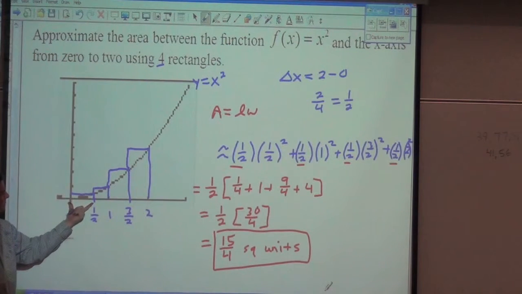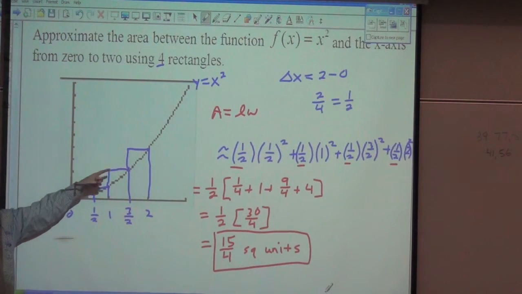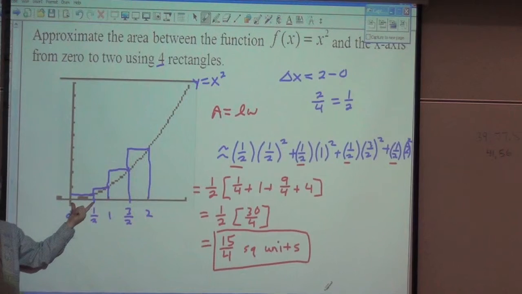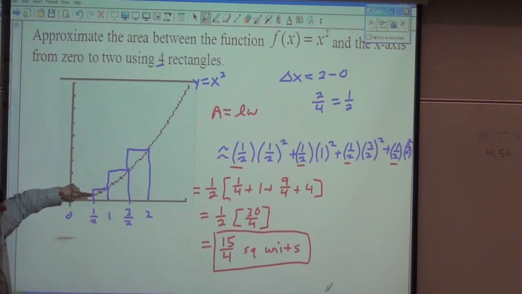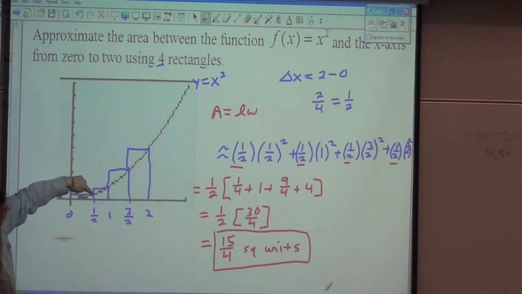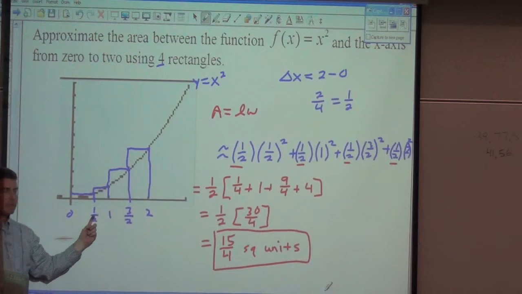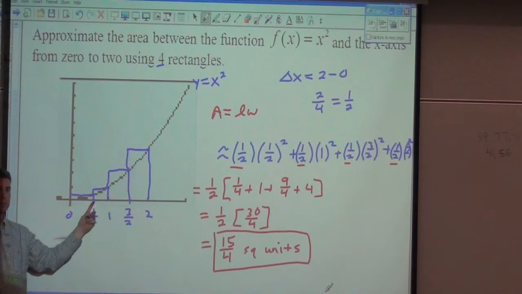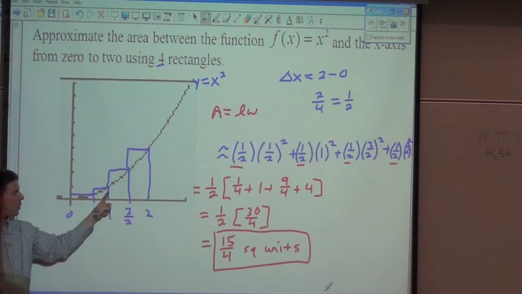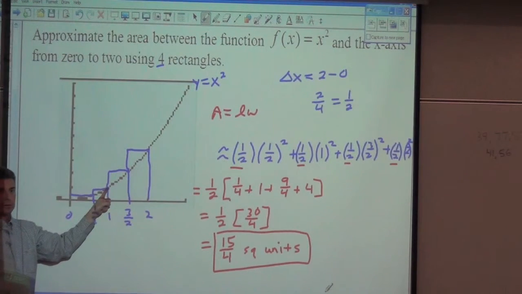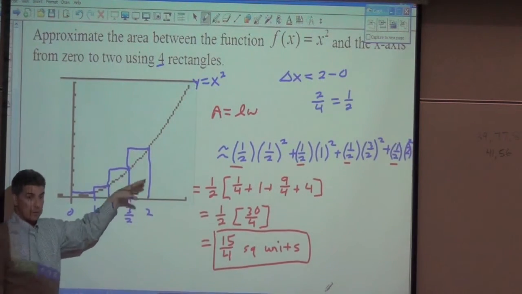So this one, I did width times length. I said this one, the width is a half. The height is whatever this is here, and I drew this line to the function. The function was x squared. So if I drew a line when x is a half, this line is 1/2 squared. This line is when x is 1, it goes to the function, so it's 1 squared. So it depends on the function, yeah.